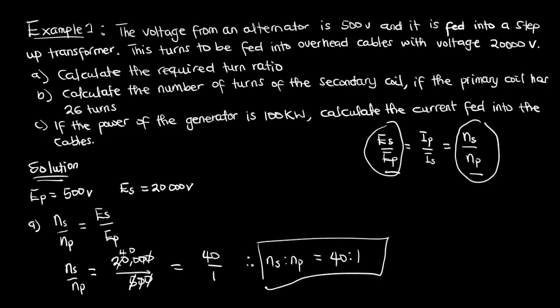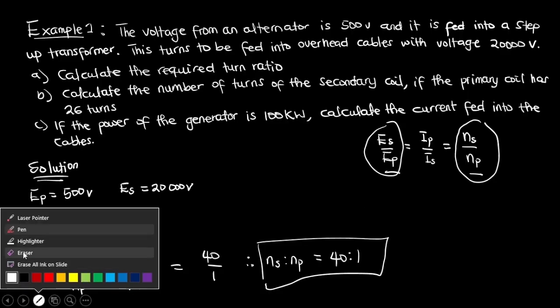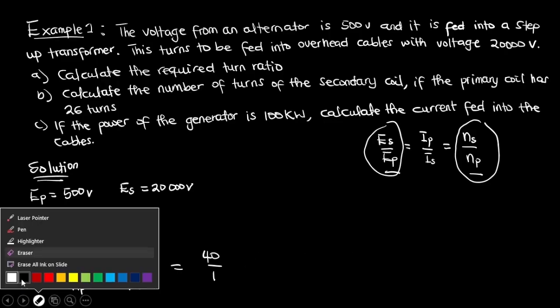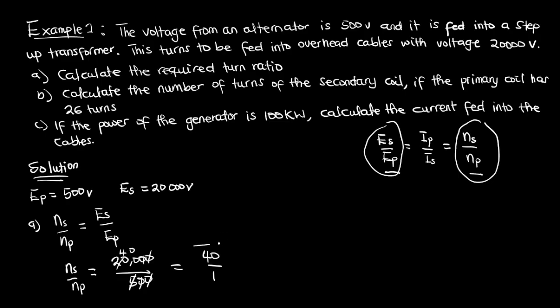This becomes our turn ratio, 40 is to 1. Okay, so let's look at B. B is saying we have to calculate the number of turns of the secondary coil if the primary coil has 26 turns. Let me find a space here to squeeze it in. Before that, let me get some small space, so let me erase this. We've already said that this is the turn ratio, 40:1.